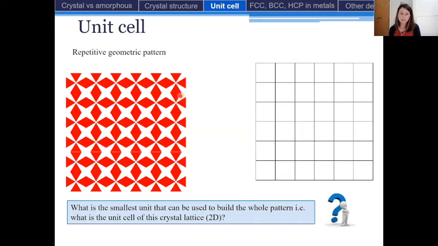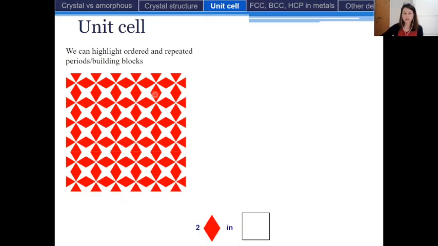So let's do an exercise and consider this 2D pattern. We are going to look for the unit cell for this geometric pattern. In another way, we are looking for the smallest unit that can be used to build the whole pattern by translation, okay? So what is the unit cell of this crystal lattice?